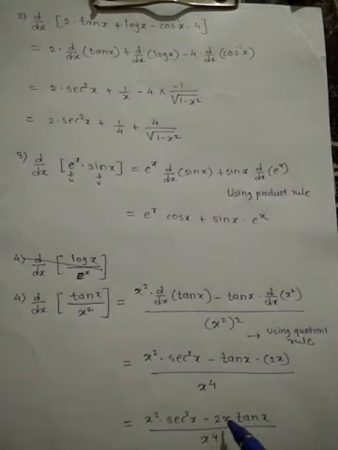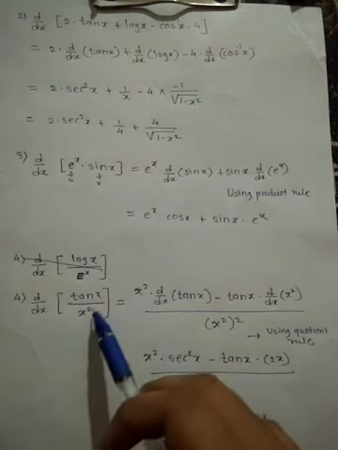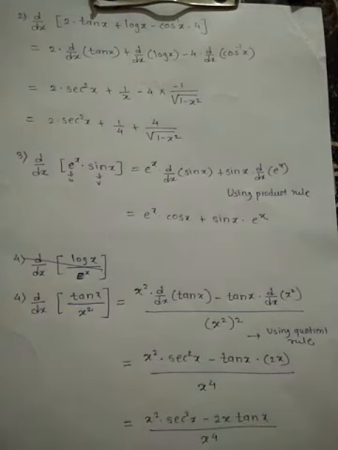Take x common from the numerator; x in the numerator also gets cancelled with the denominator, we get x into sec square x minus 2 into tan x. This x in the numerator gets cancelled with one x in the denominator, we get x into sec square x minus 2 divided by x cube. Therefore the derivative of tan x divided by x square is x into sec square x minus 2 into tan x divided by x cube.